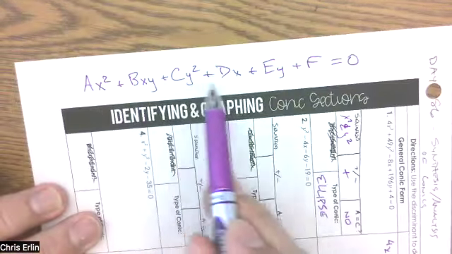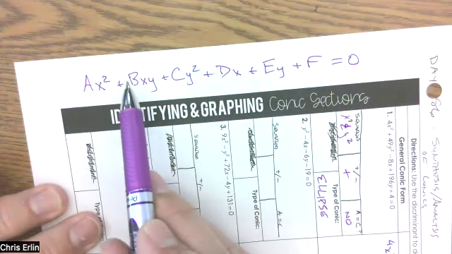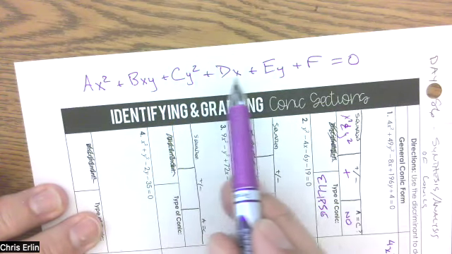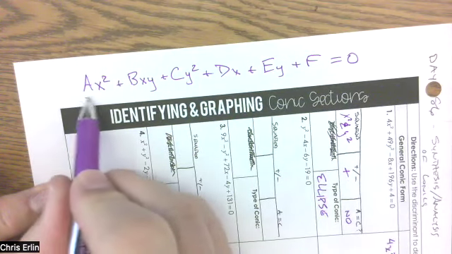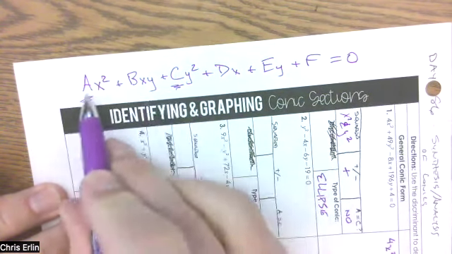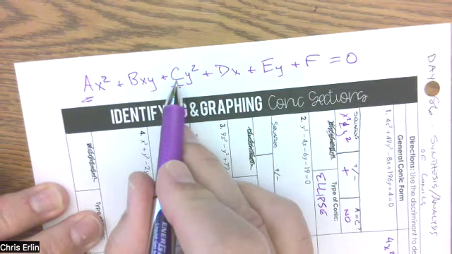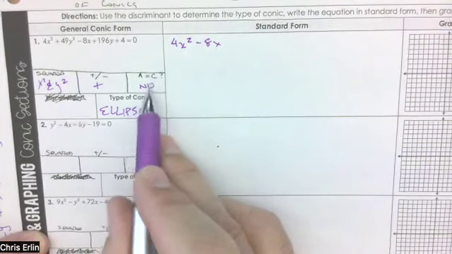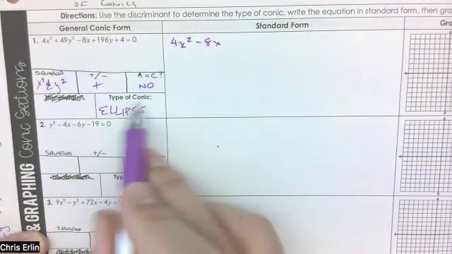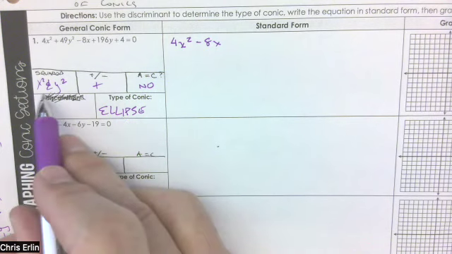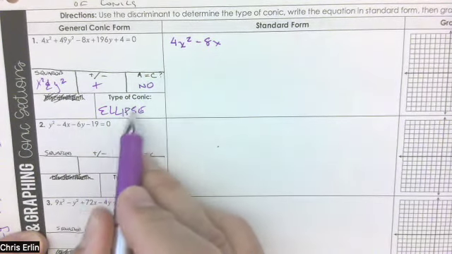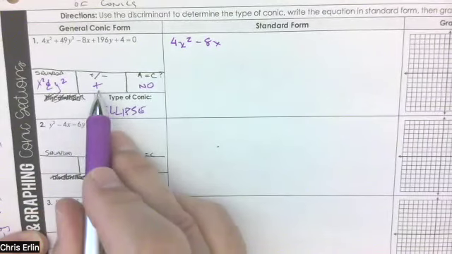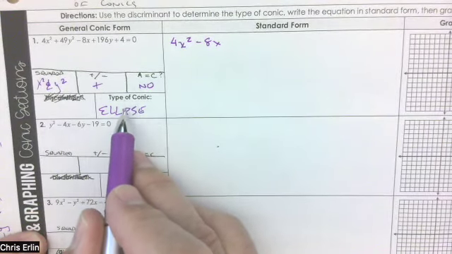Then you look at, in the general form of a conic, ax squared plus bxy plus cy squared, et cetera, compare these two coefficients. If they're the same and it's a plus between them, it's going to be a circle. If they're different, a equals c, no, then it's going to be an ellipse. So if they're both squared with a positive and different, it's an ellipse.